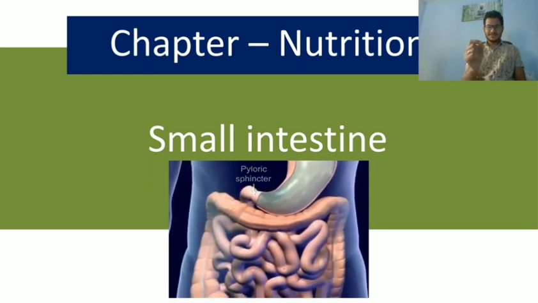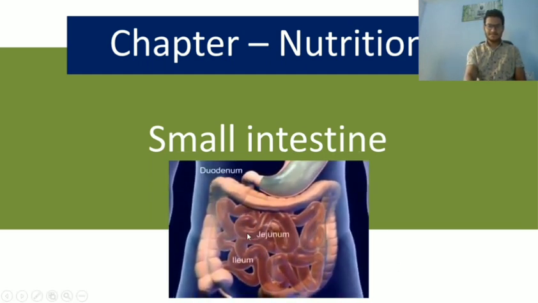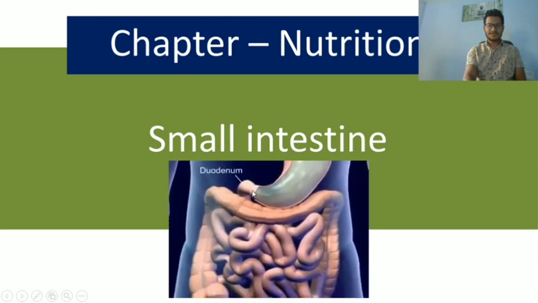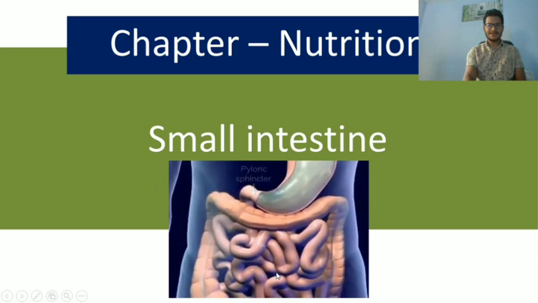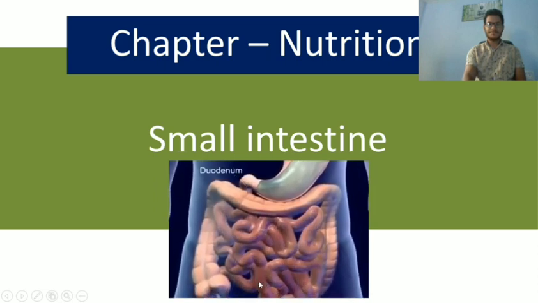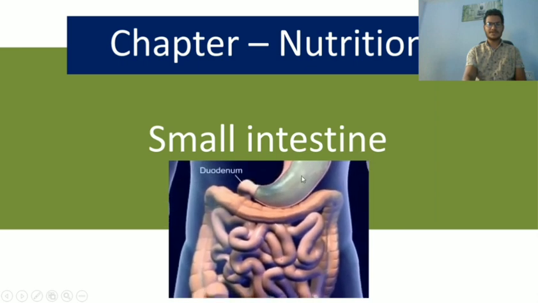So in this figure, you can see the first part of the small intestine, duodenum, the second part is jejunum, and the third part is the ileum. It starts after the stomach. The stomach opens into the first part of the small intestine, that is duodenum, then it is a coiled tube which forms jejunum, and finally it opens to the ileum, which is the last part of the small intestine and opens to the large intestine. Clear? So from the stomach, it opens through the pyloric sphincter.